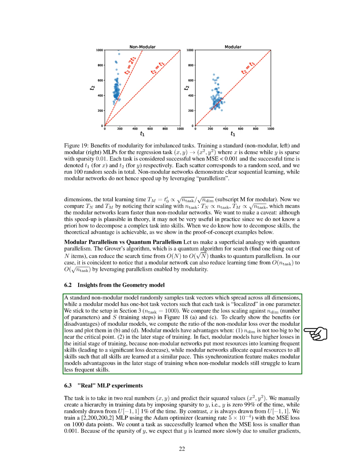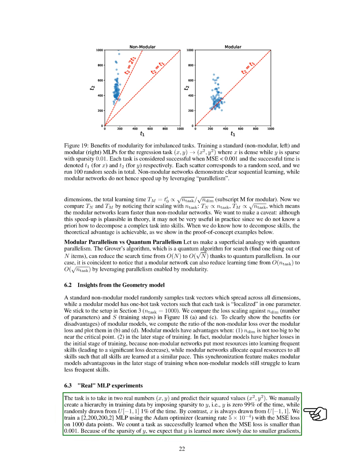In our real MLP experiments, we set a task to predict the squared values of two real numbers. We create a hierarchy in the training data by making one of the inputs sparse, where it is 0 most of the time. We train a specific MLP architecture using the Adam optimizer and monitor the mean squared error loss. We observe that the sparse input is learned more slowly, confirming our expectations.